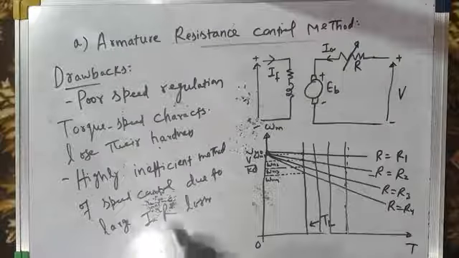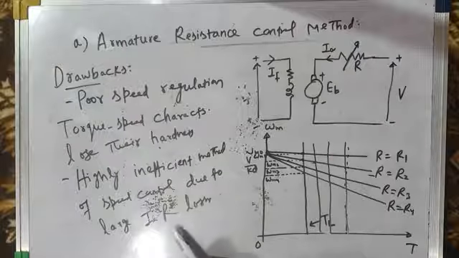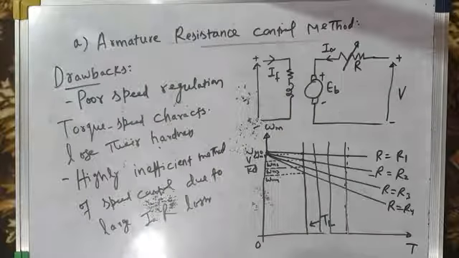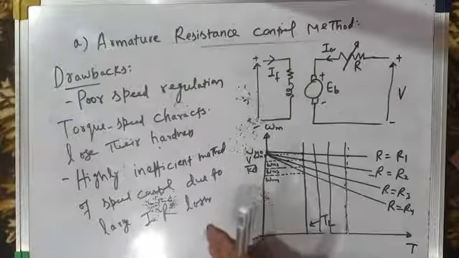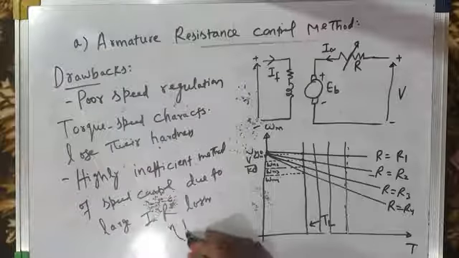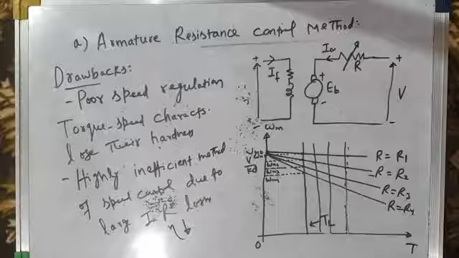So since the I square R loss in the external resistance is very, very large, this method of speed control, although it is a simpler method, is a highly inefficient method of speed control. So the efficiency of this method is very, very poor.